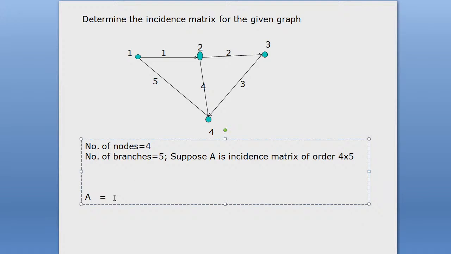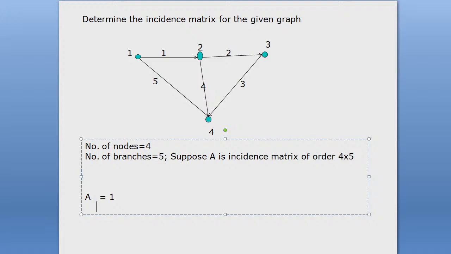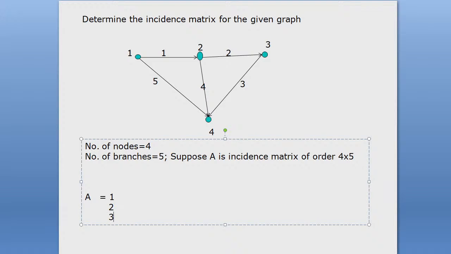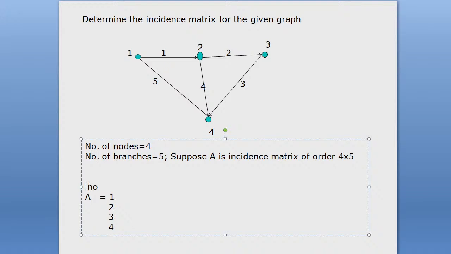First you mention the number of rows. You must write the matrix symbol with brackets, and the rows 1, 2, 3 and 4. This is the number of nodes. Along this side you write the number of nodes; the total number of rows is 4.